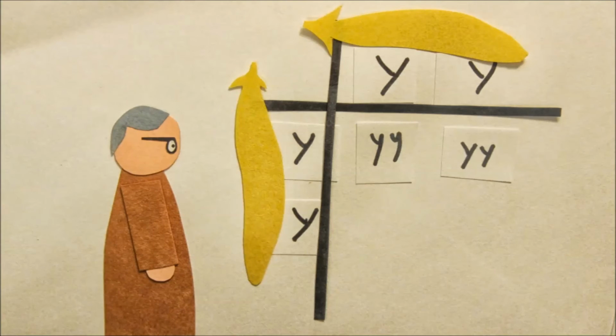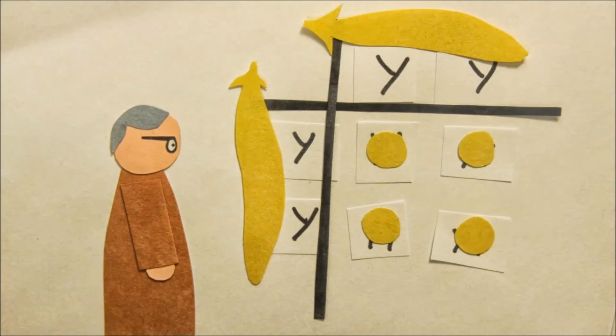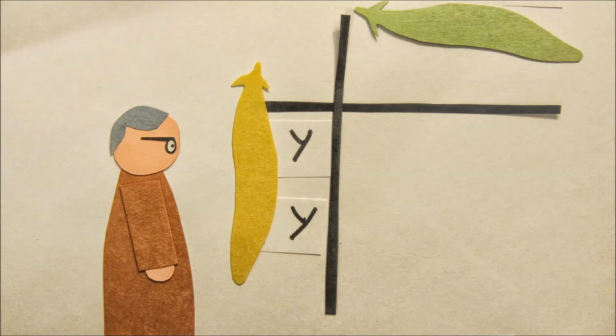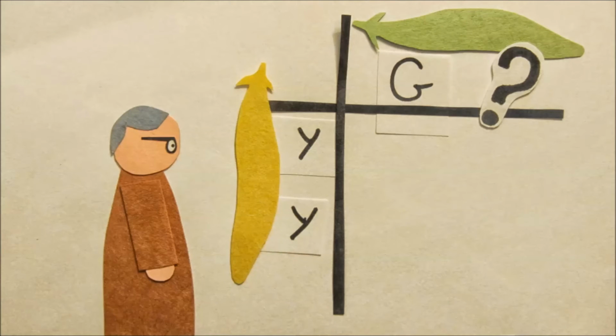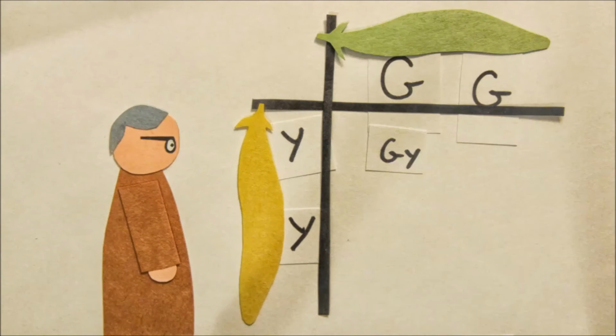Let's cross 2 yellow peas first. All of the offspring are yellow. What if we swapped one of the yellow peas for a green pea plant? For this to work, we need to know the alleles. Let's assume we have crossed a pure homozygous strain. All are heterozygous.